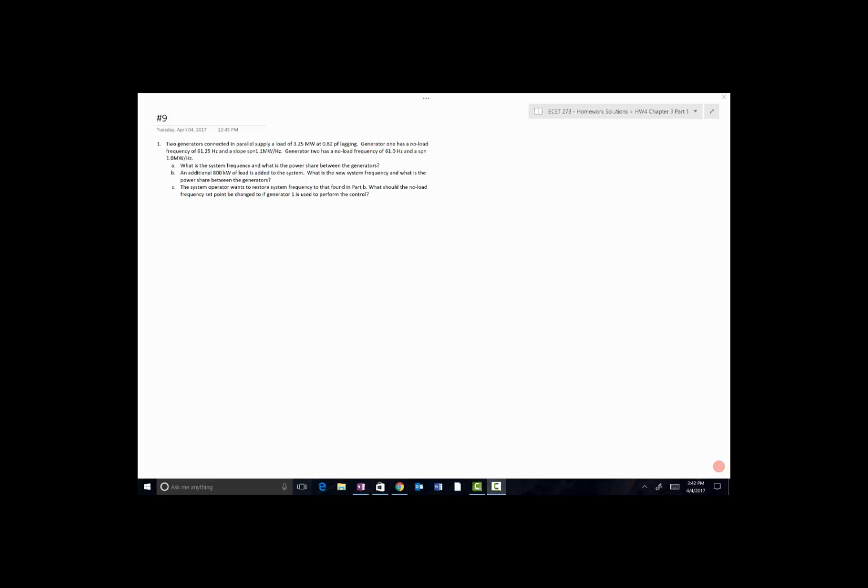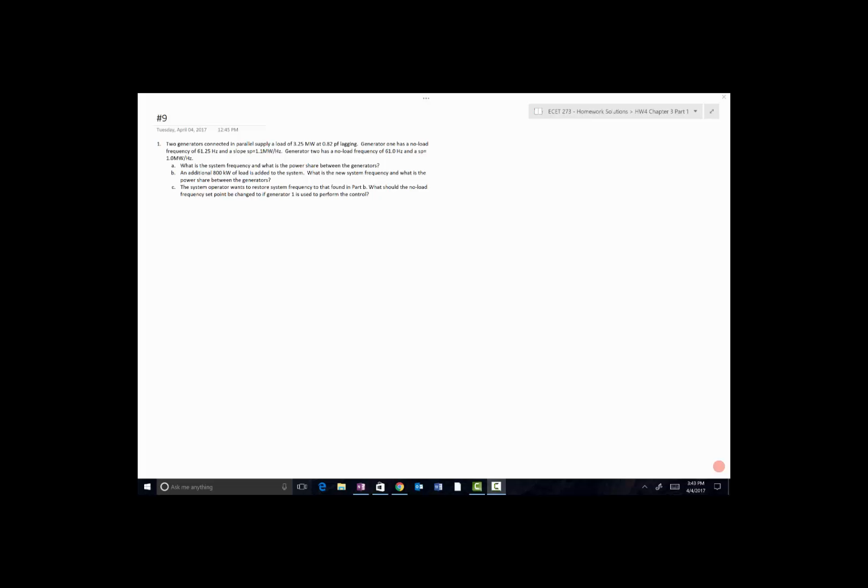Homework solution 4.9. Two generators are connected in parallel to supply a load of 3.25 megawatts at 0.82 power factor lagging. Generator 1 has a no-load frequency of 61.25 Hz and a slope of SP equals 1.1 megawatt per Hz. Generator 2 has a no-load frequency of 61.0 Hz and an SP equal to 1.0 megawatts per Hz. What's the system frequency and what is the power share between the generators?